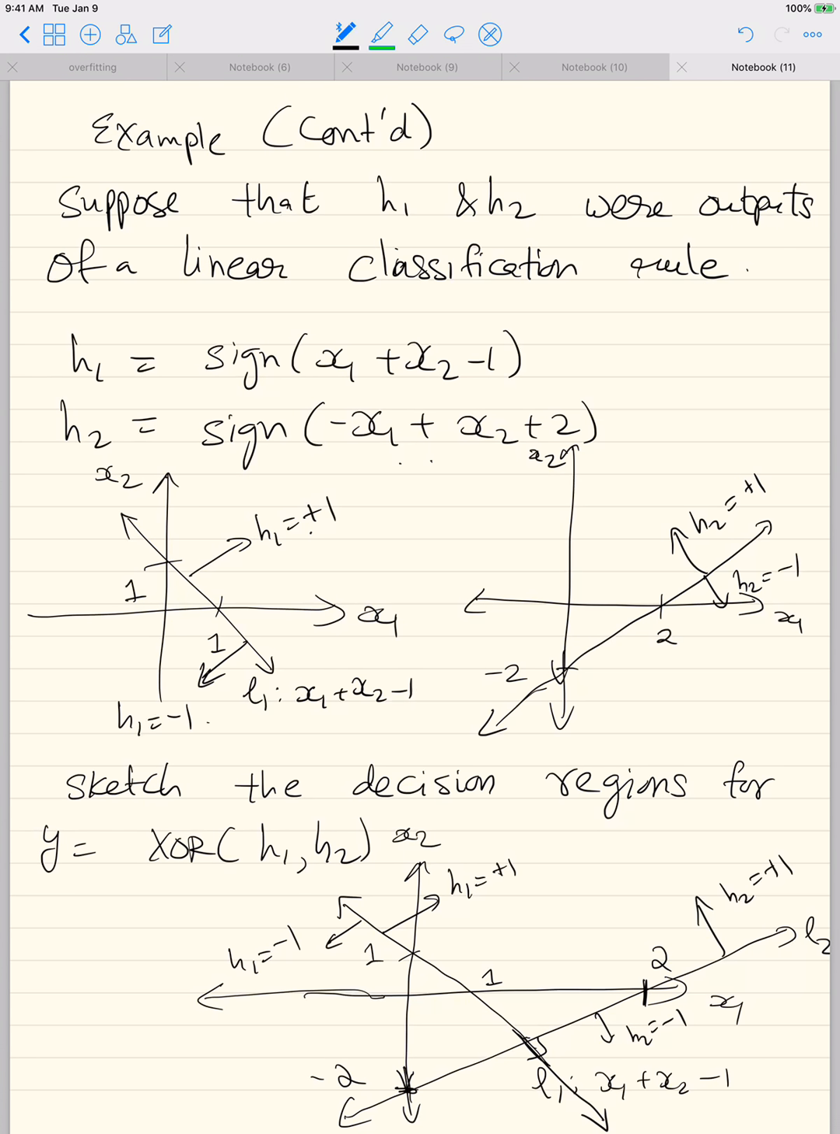So in this plane, wherever h1 is equal to h2, the label will be minus. Similarly here, h1 is minus 1 and h2 is minus 1, so the label is minus. And in the other two regions, the label is plus. So if we compute the XOR of h1 and h2, this is the decision region we will end up with. If the input vector x belongs to this region or this region, the label will be minus. In the other two regions, the label will be plus.